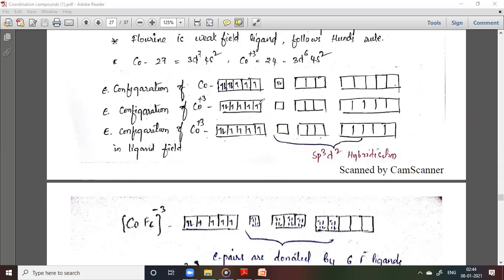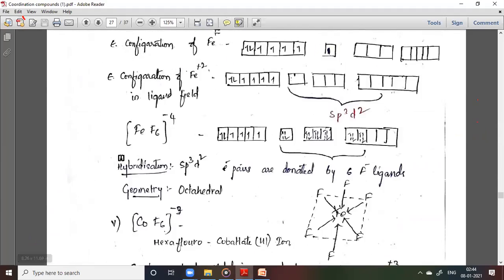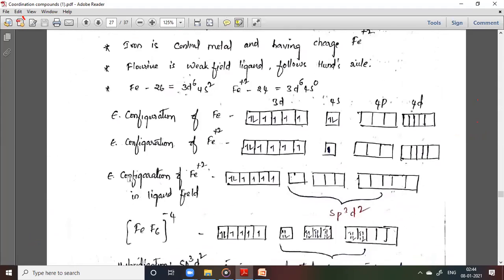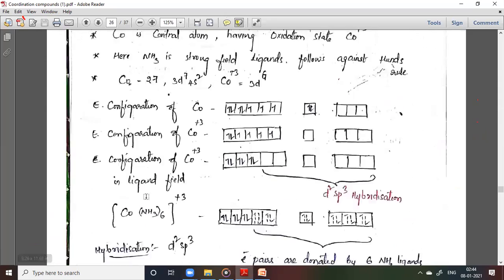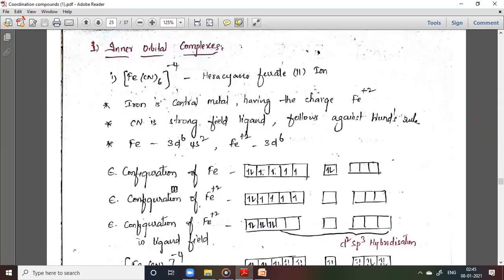అందుకే మోస్ట్‌లీ ద వీక్ ఫీల్డ్ లిగాండ్స్ generally they will produce this particular outer orbital complex. So that you should remember these things here. Now, so these are many such examples. But once again, I want to tell you one thing here. See here. So let us take the first one.